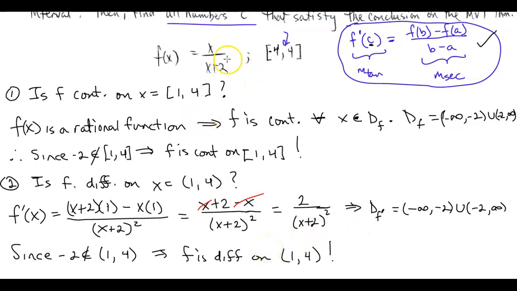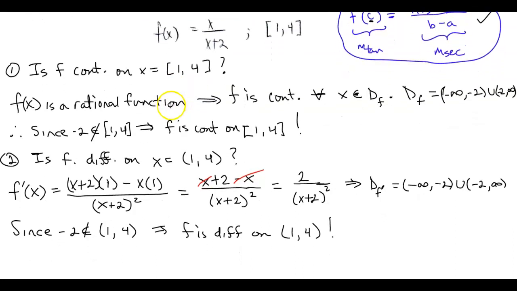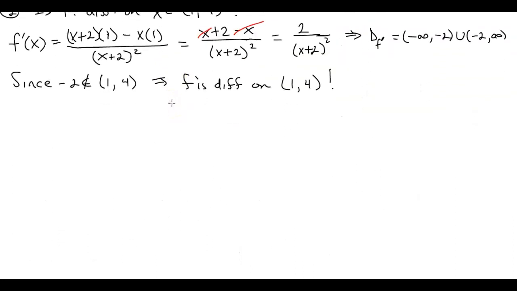So that's why it's important to know what type of function you're dealing with, as well as what interval of x values you're dealing with. Now that we've verified this, we can show that we're going to have at least one value c that satisfies the conditions given to us.